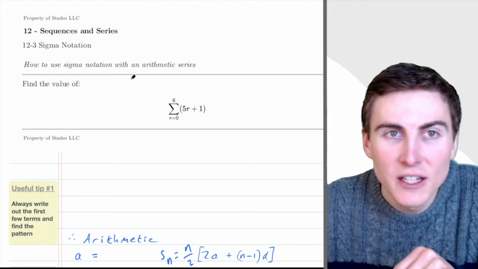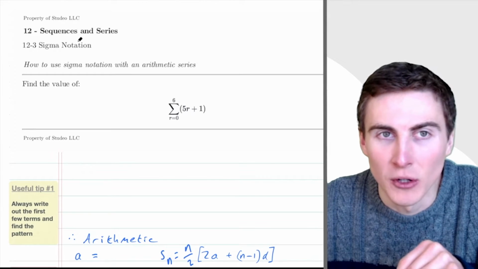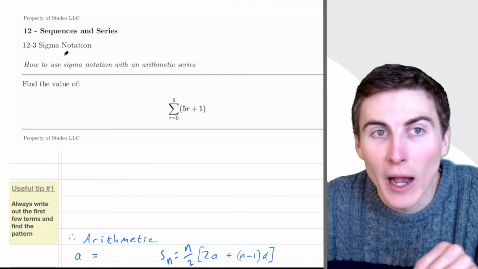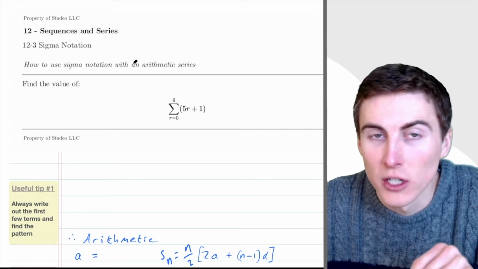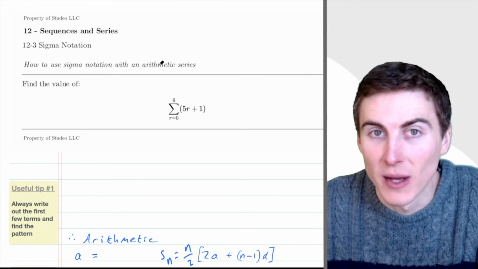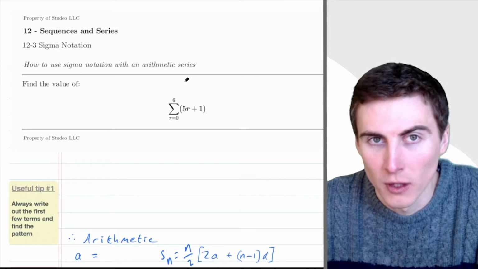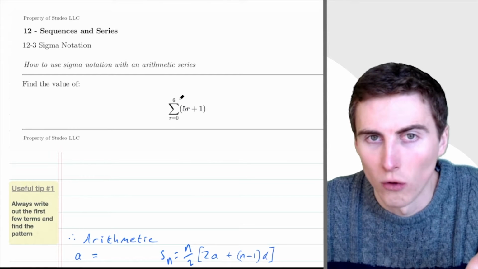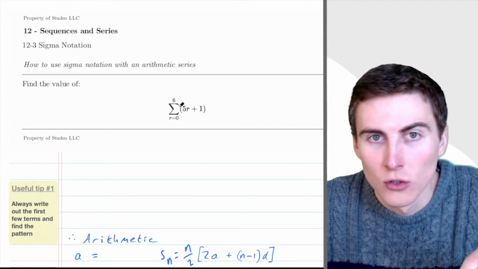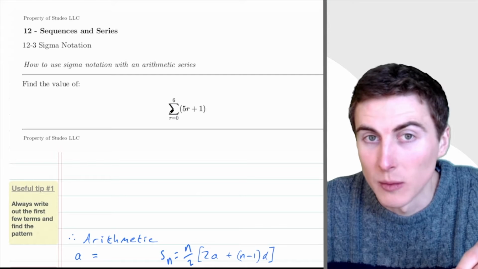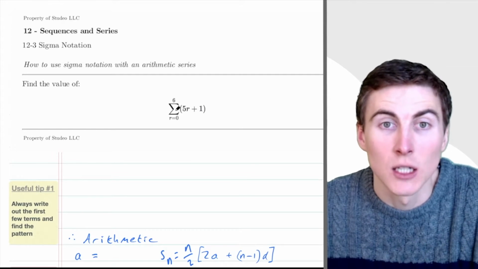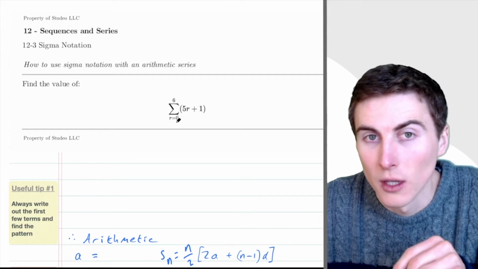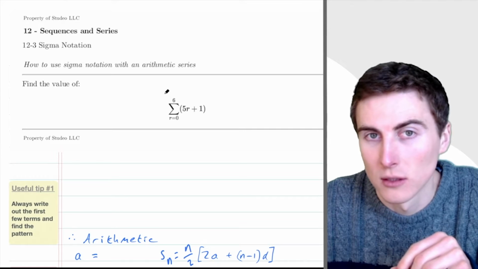Hello, in this video we're looking at sigma notation and specifically how we can use sigma notation to find the sum of an arithmetic series. So if you look at the question here, it says find the value of this. Here in the middle we have our sigma symbol, which means the sum of a series. Below and above we have our limits.